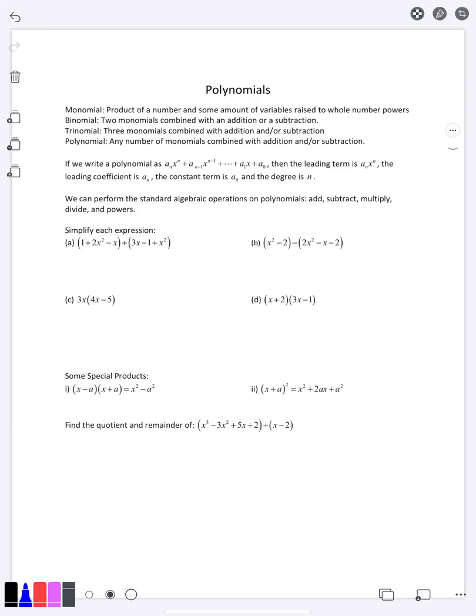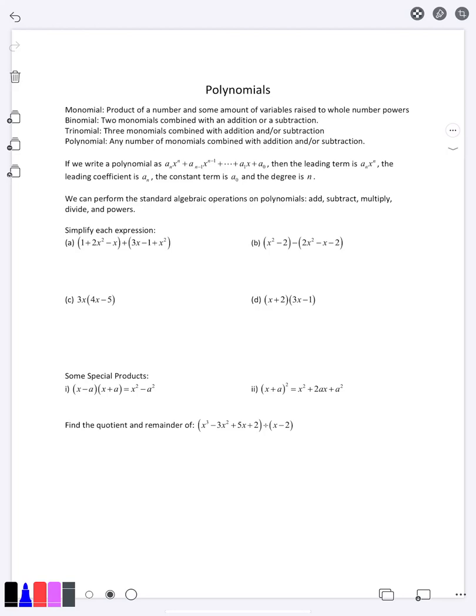In this video, we're going to review what polynomials are and some of the things you can do with them. So a quick rundown of the terminology here. A monomial is when you have a number and then variables raised to whole number powers. So 5x squared, 17x cubed, things like that. Those are monomials.